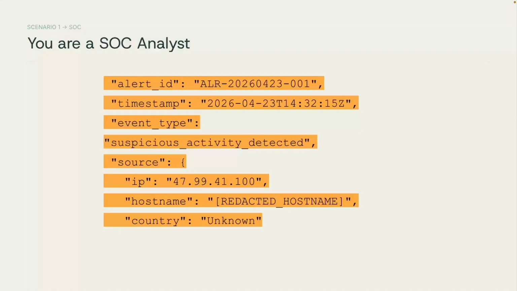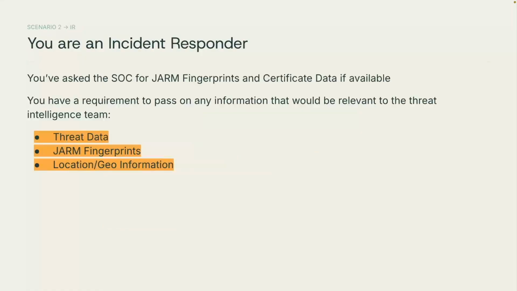Now, scenario 2 will be a little bit different. I just want to very quickly go over these. You will be an incident responder. You've asked the SOC for JARM fingerprints and certificate data if available. You have a requirement to pass on any information that would be relevant to the threat intelligence team. They've asked for threat data, JARM fingerprints, and location and geo information.